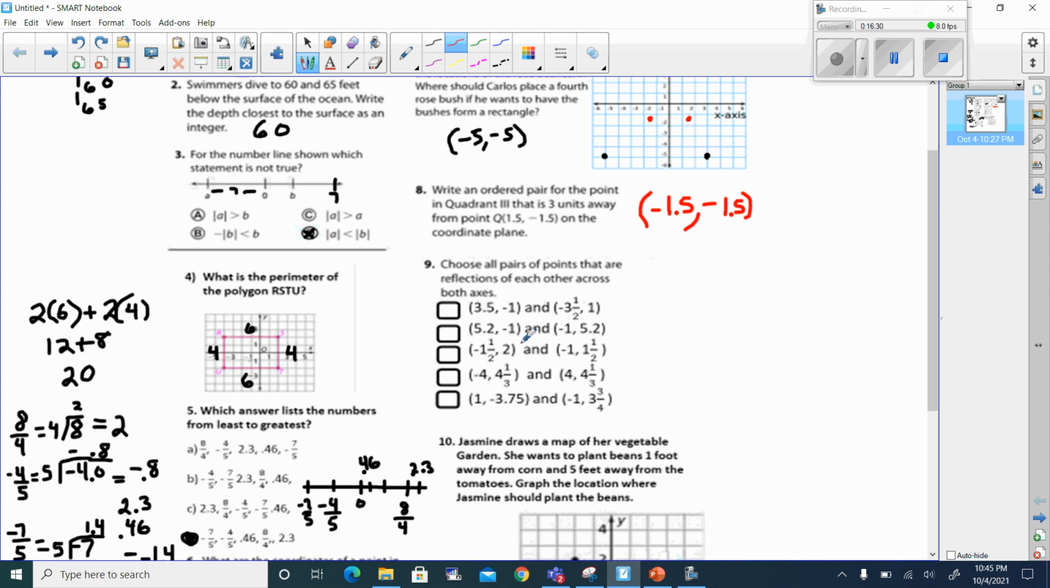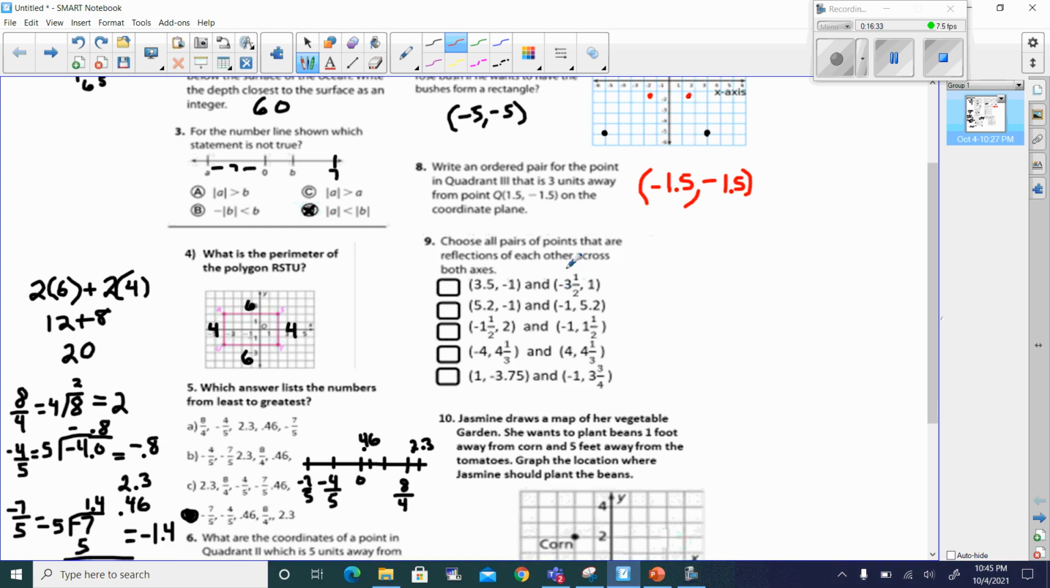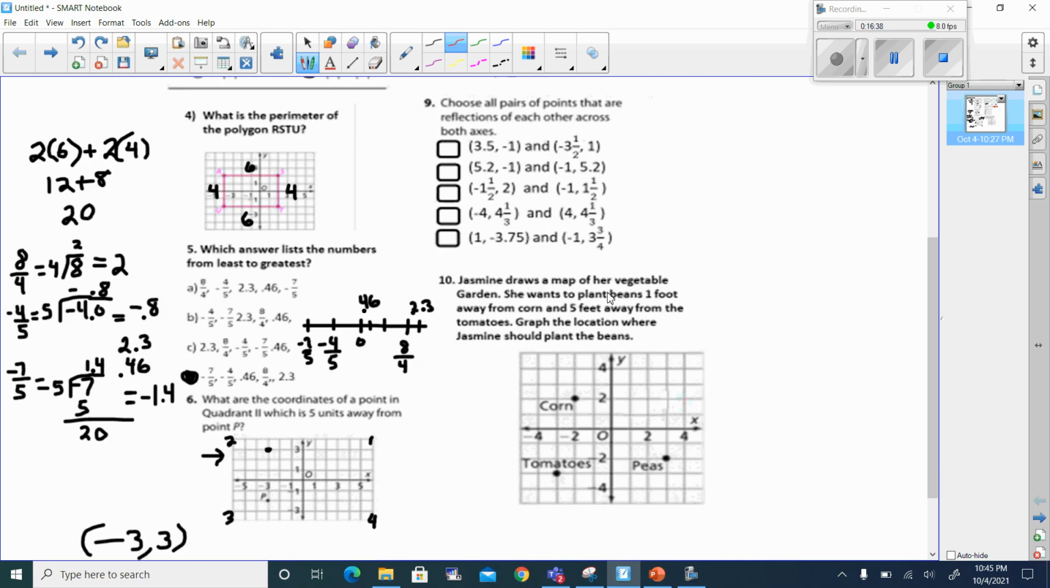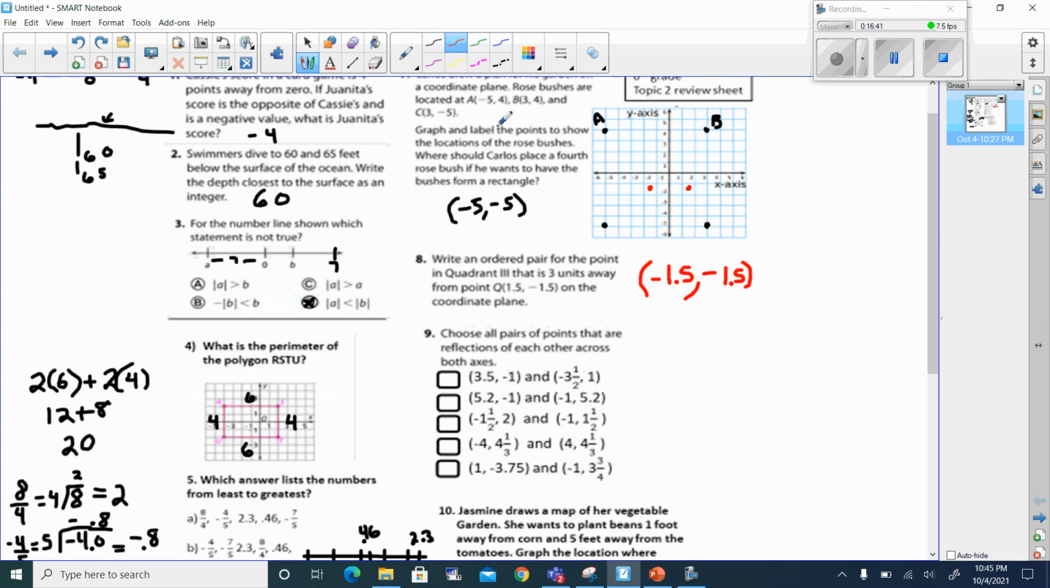Next, number 9 says, choose all pairs of points that are reflected across the others, of both axes. Wow, both axes. I think I'm going to come over here and just use this board real quick to give me an idea. I'm going to erase these off. And now I know 3.5 and -1. Well, 3.5 would be 1, 2, 3 plus a little extra. -1 would put me right here. And they're saying -3.5 and 1. -3.5 would be way over here, 1, 2, 3, and then a half. And 1 would be up here.